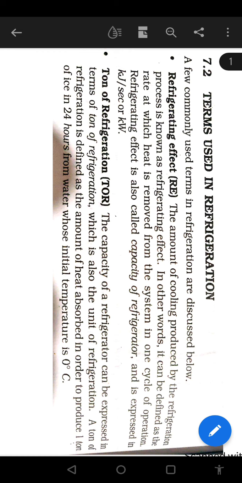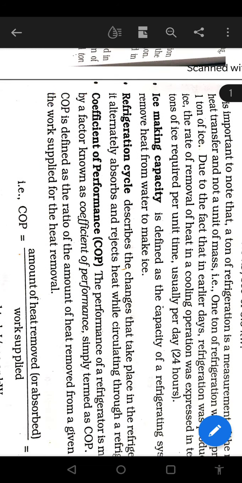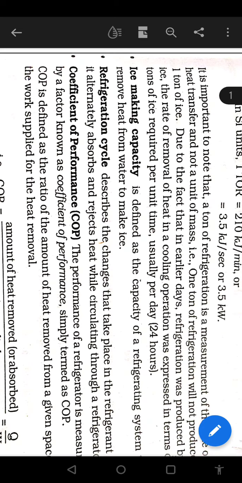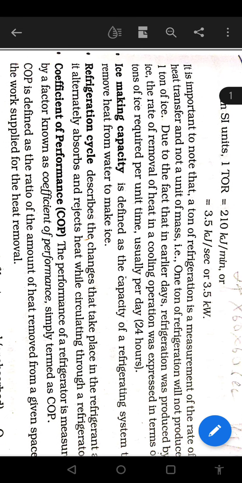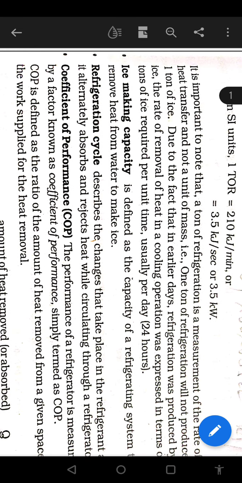In simple terms, 1 ton of water at 0 degrees centigrade is converted to 1 ton of ice at 0 degrees centigrade in 24 hours, which is equal to 3.5 kilowatt, or 210 kilojoules per minute.